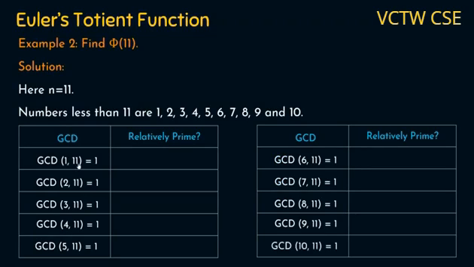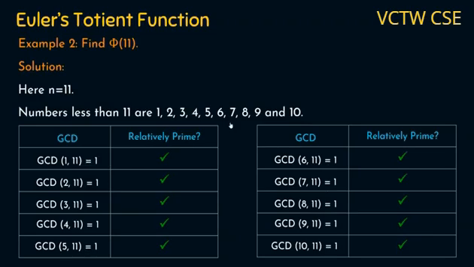Are 1 and 11 relatively prime numbers? Yes. What about 2 and 11? Yes. When the GCD is 1, then they are relatively prime numbers. So in this example, we can see 3, 4, 5, 6, 7, 8, 9 and 10 are relatively prime numbers to 11 because the GCD is 1, isn't it? So in all the cases, the GCD is 1.